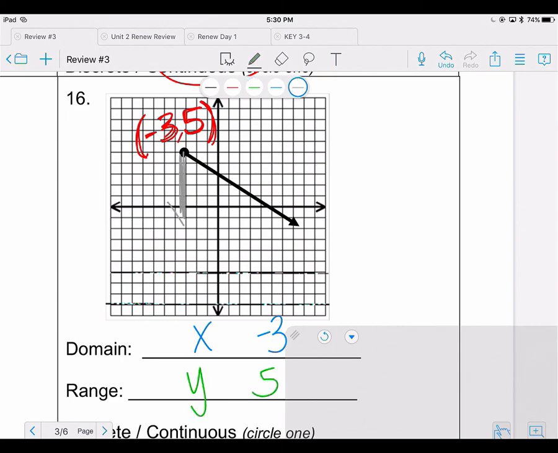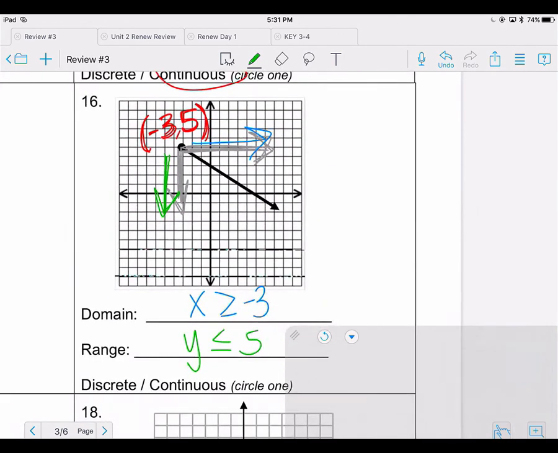If I frame my arrow with other arrows, my x is going to the right, which means it is getting greater than -3. There's a filled in bubble, so it is also equal to -3. So it could be -3 or it could be anything greater than because it's going to the right. My y's are going down. Because they're going down on the y's, that means less than. And then I have a filled in bubble, so that puts a line under my inequality. Again, because this is a line, it is a continuous graph.